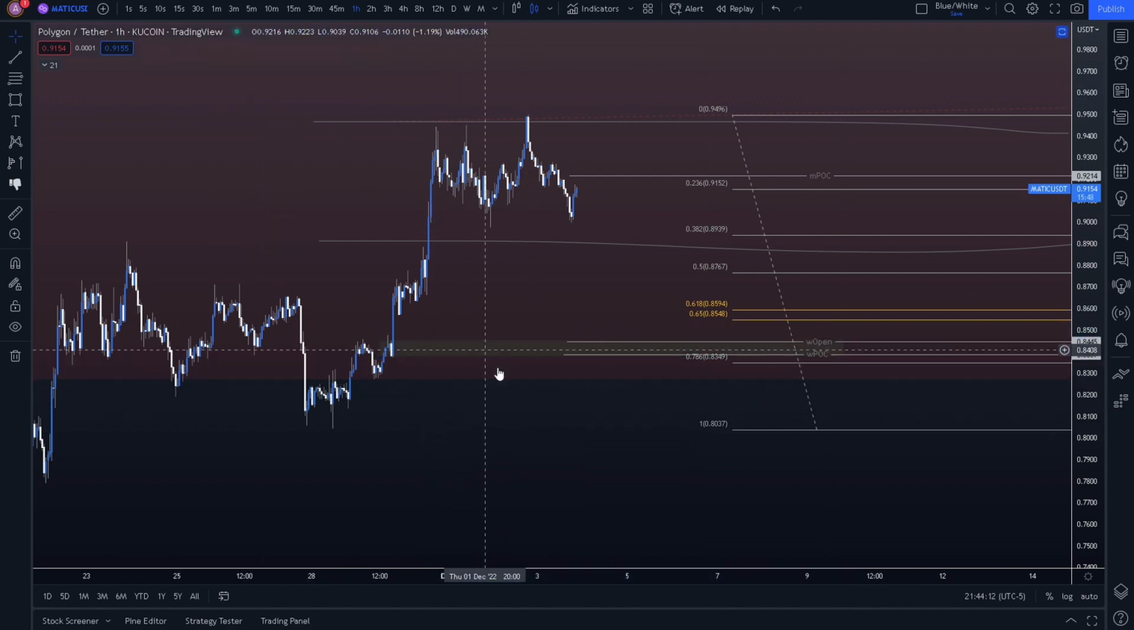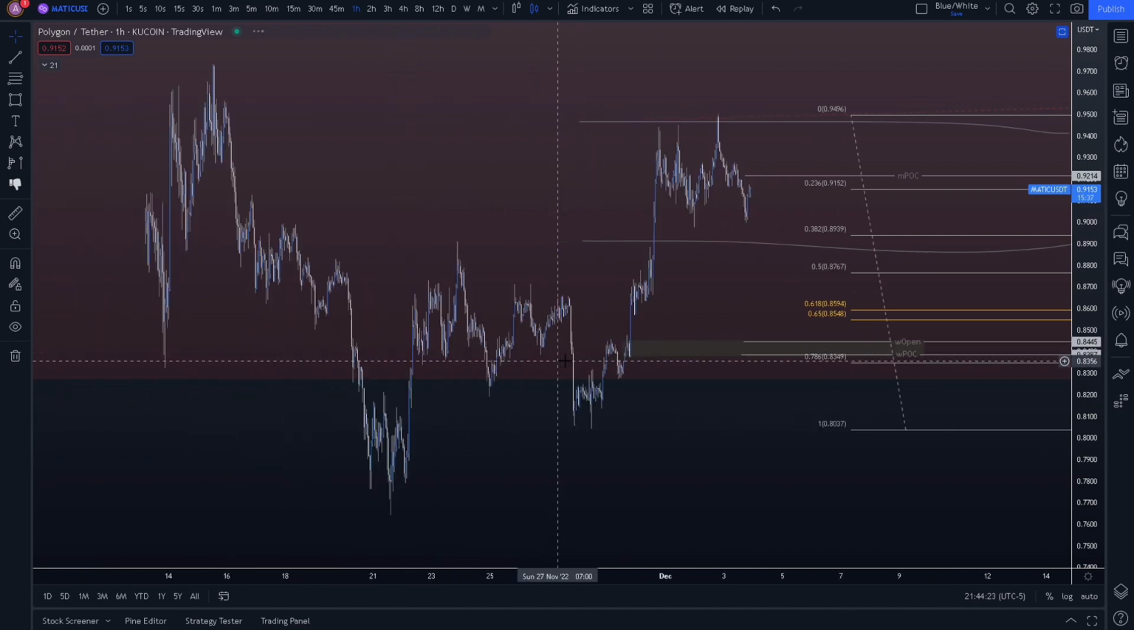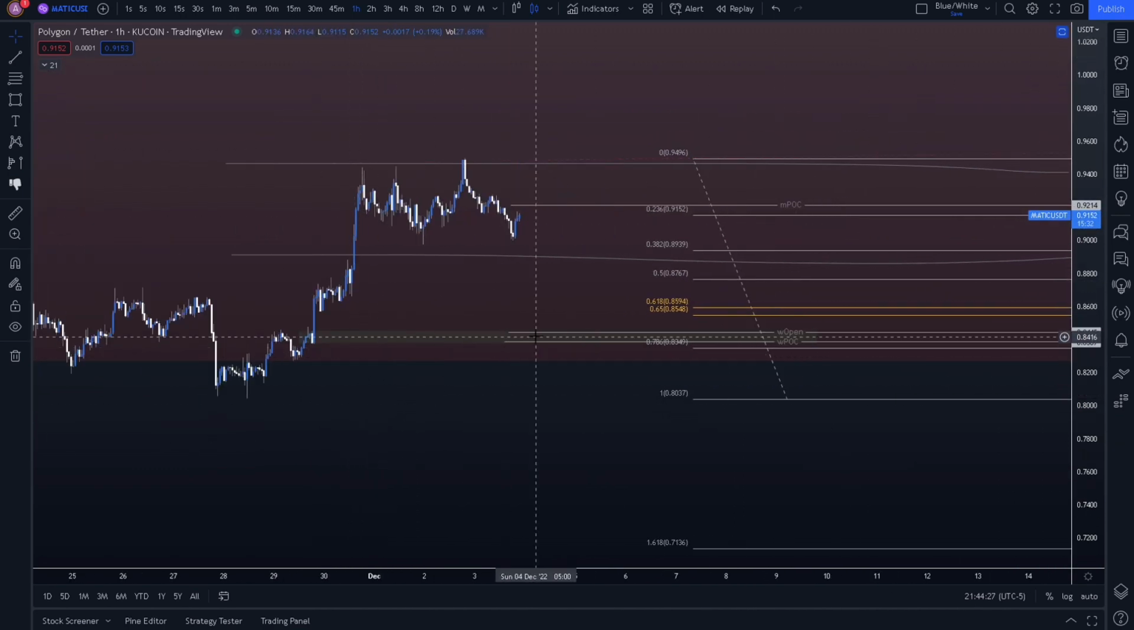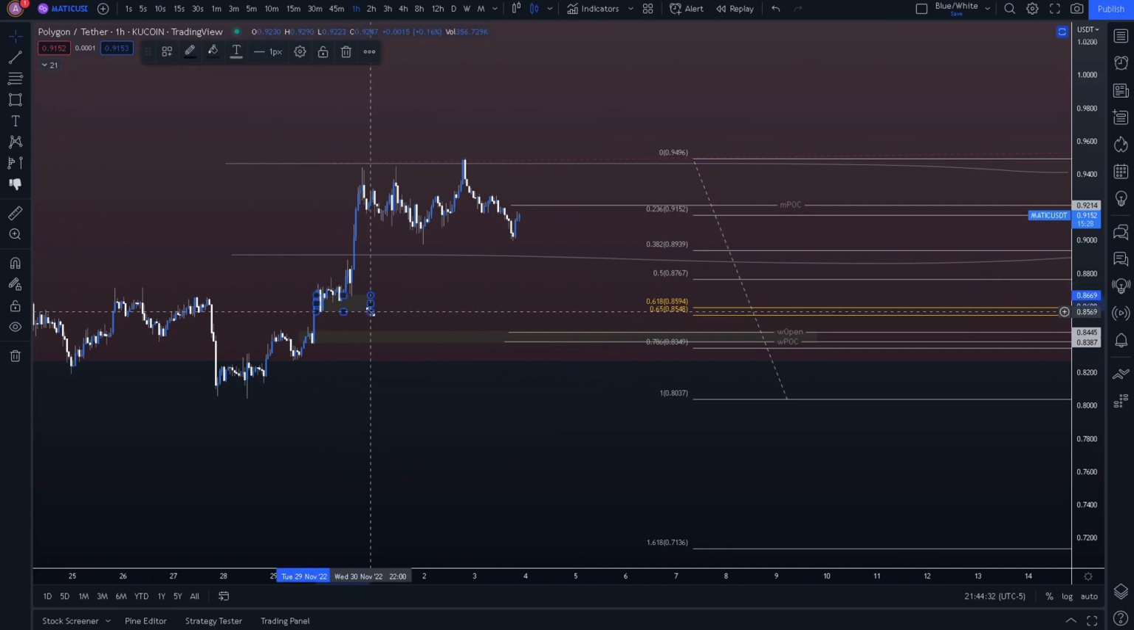So this is the first thing that really caught my eye with the weekly open and the weekly POC. These are great areas for support. And on top of that, it is right in this bullish order block right here. So that is something that gives me decently high confidence in a reversal in this area. It'll also be sweeping out all the liquidity that exists right here.